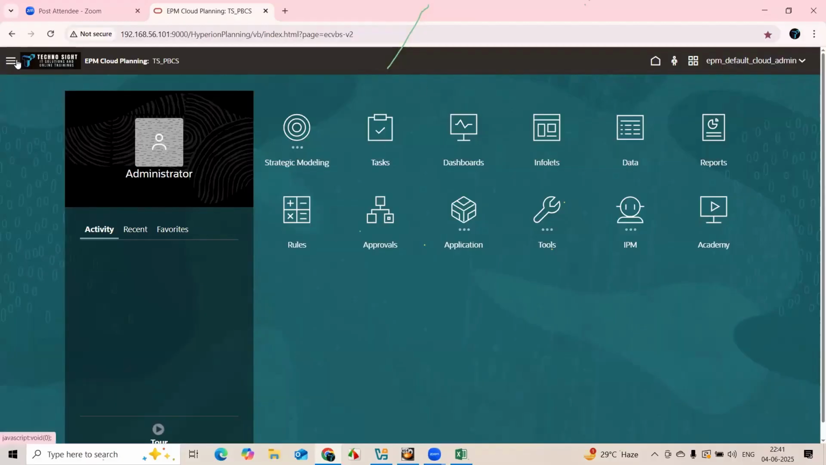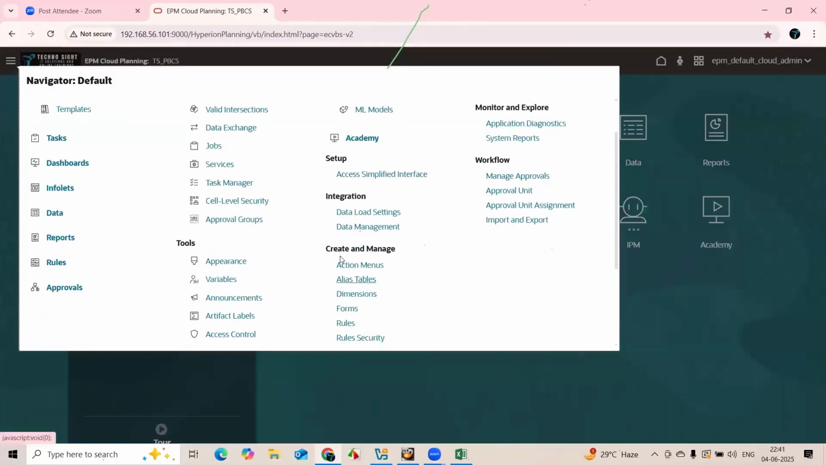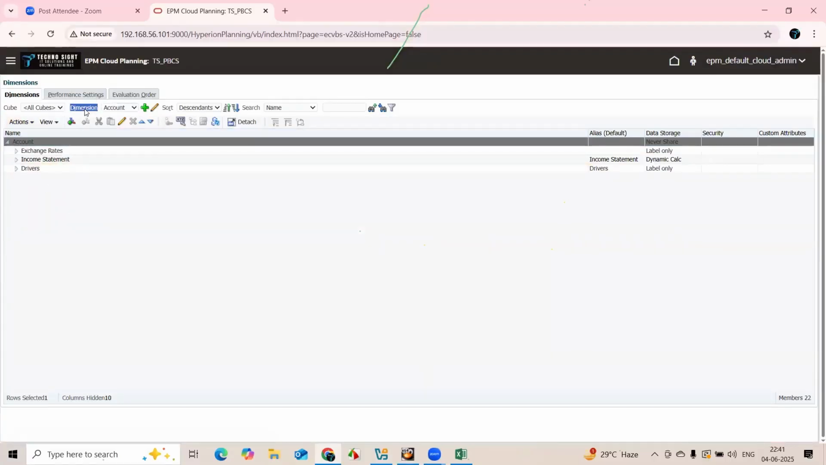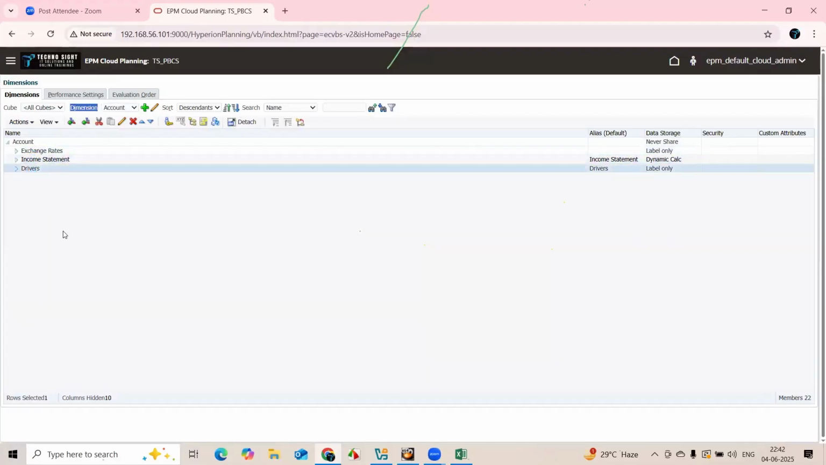Okay, so here you can see those cubes, dimensions, and members. When you log into the application, click on these three horizontal tabs. Under create and manage, you will have something called dimensions. When you click on dimensions, you can see that there are cubes, there are dimensions, and under these dimensions, these are called the members.